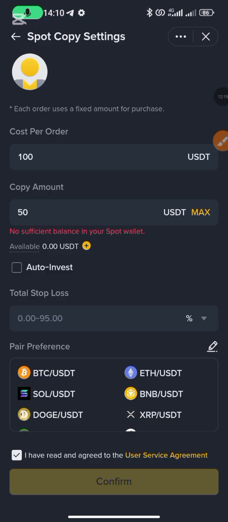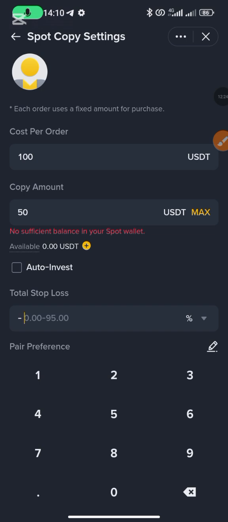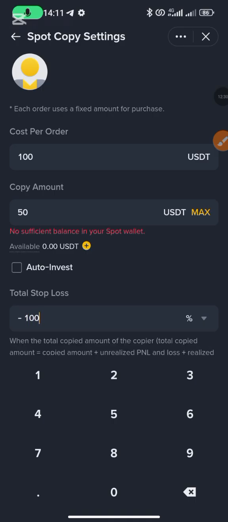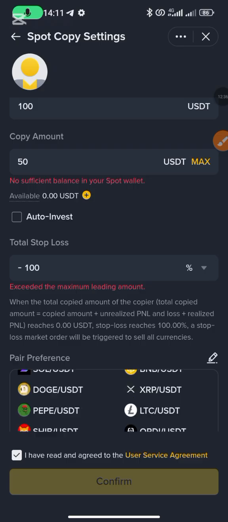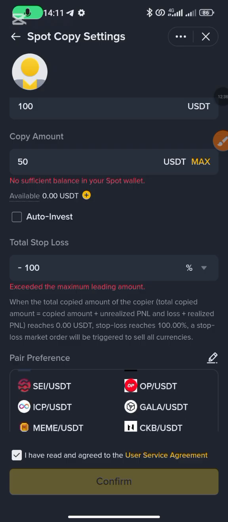So now the next thing you have to do here is come over to this place and write your total stop loss. So if by chance you lose, let me say if I lose about $100, exit me from copying this trade. All right, so after saying all that, I'll click that I have read the terms and conditions, then I'll click to confirm and start copying my trade. So that is how to choose the right trader to copy.